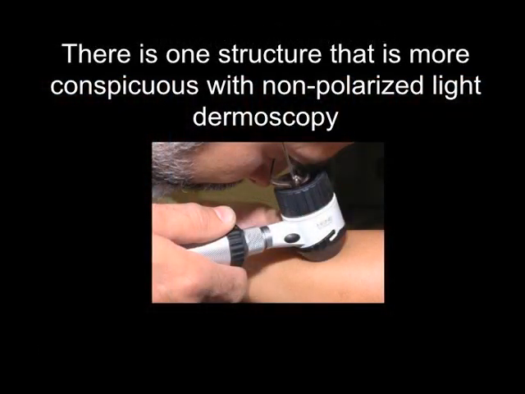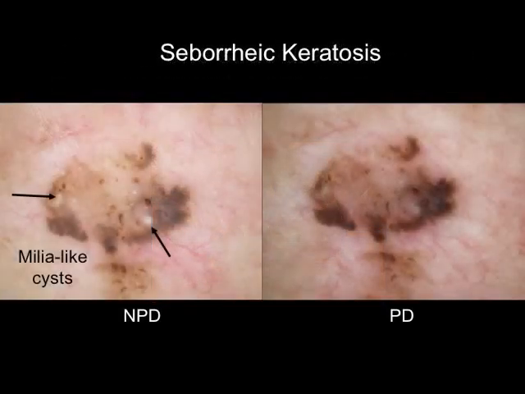Now there's one structure that is more conspicuous with non-polarized dermoscopy, and that is the milia cyst. So here is a seborrheic keratosis seen with standard dermoscopy and with polarized dermoscopy. Now, you can already predict that if you were only to look with polarized, you will overcall some seborrheic keratoses as possible melanomas, and that's exactly what has occurred.